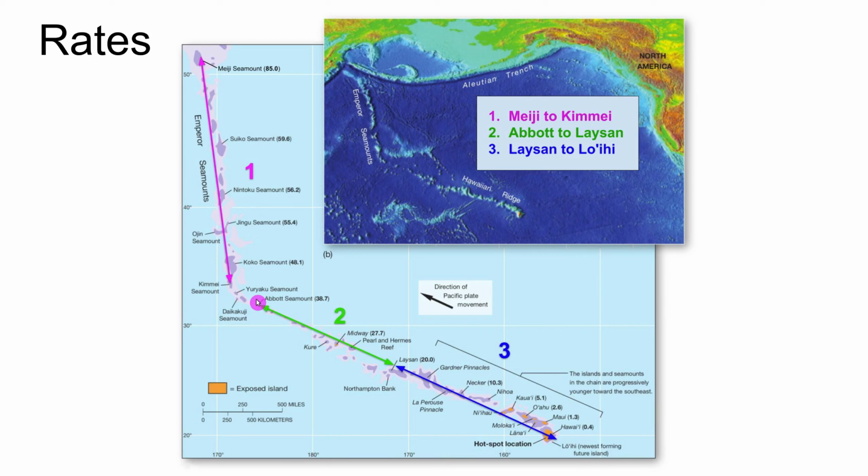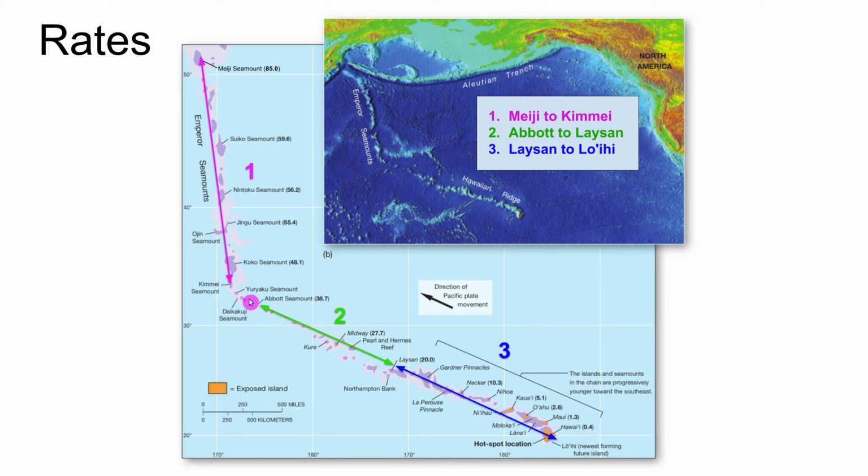There's Kimai, there's Abbott. So I'm going to ask you to calculate how long it took the plate to move the distance from Meiji Seamount to Kimai Seamount. I'm also going to ask Abbott to Laysan Island, and then Laysan to Loihi. So this is the youngest part of the plate, and it's getting older and older, about 40 million years old, about 80 million years old. So we're going to be comparing the rates of movement with the oldest part of the plate, with the middle-aged part of the plate, with the youngest part of the plate.